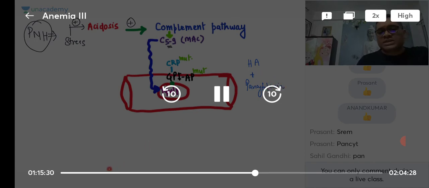And then you will see that the platelets, after they are damaged, will form thrombi. This is the third point: hemolytic anemia, pancytopenia, and thrombi, or thrombosis. These are the three important things I am showing you. One is hemolytic anemia, second is pancytopenia, third is thrombosis, and remember this is called the characteristic triad of PNH.